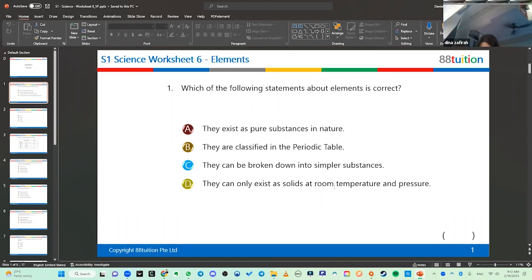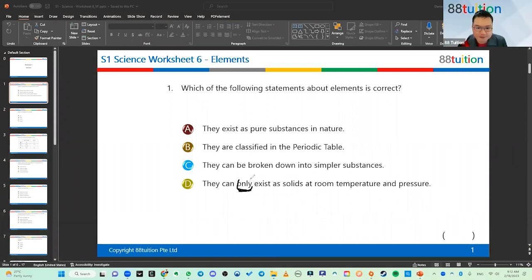They can only exist as solids at room temperature and pressure. Is that true? No. Why is it not true? The keyword is only. You see the word only here? In science, every time you see the word only, you must be very careful, because only can change the meaning of the whole sentence.